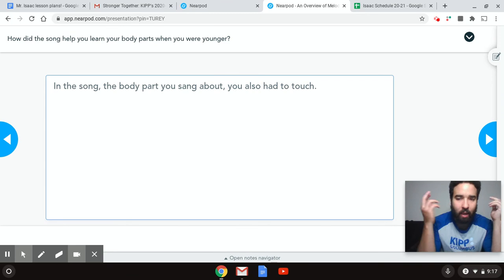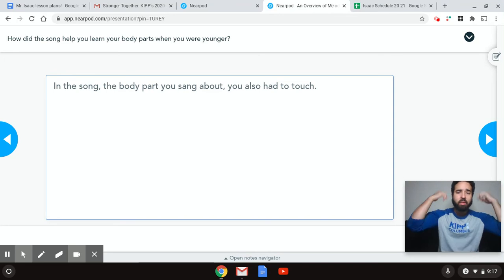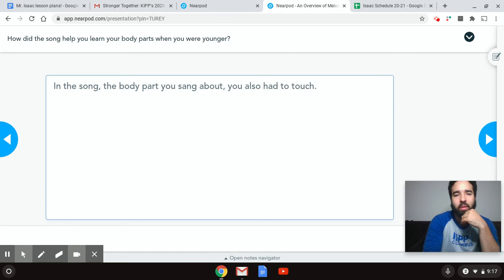So I believe that song was head, shoulders, knees and toes, eyes and ears and mouth and nose, head, shoulders, knees and toes. And we talked about how this song helped us when we were kids learn about body parts. I just put in the song, the body part you sang about, you also had to touch. So very simple answer. Go ahead and submit that answer when you're done.